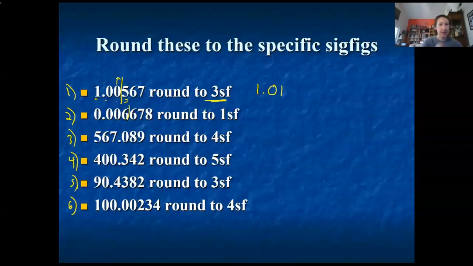I can't draw a straight line. Close enough. The 6 says round up. So this would be 0.007. Okay, so I want you to try 3, 4, 5, and 6, and then we'll go over these together.